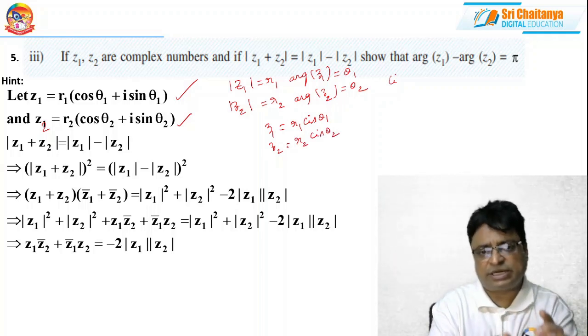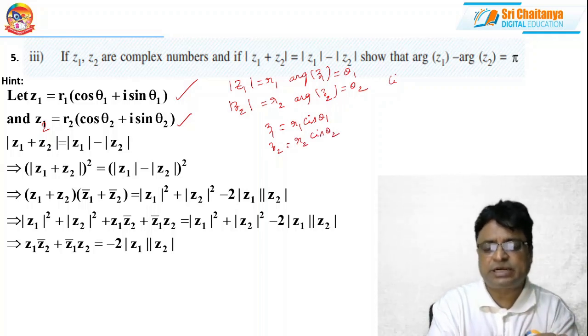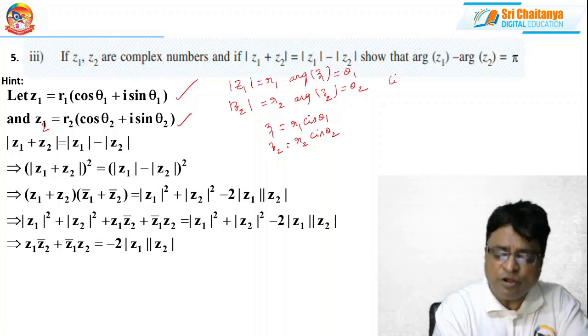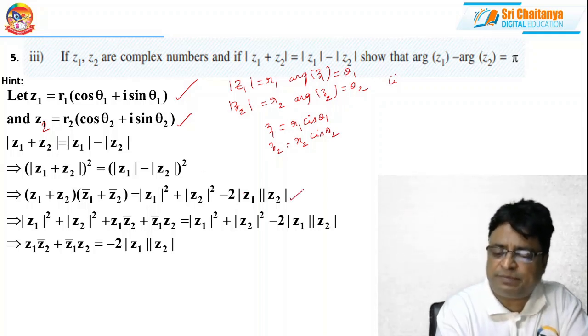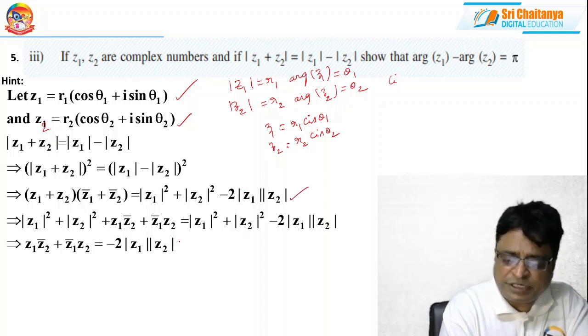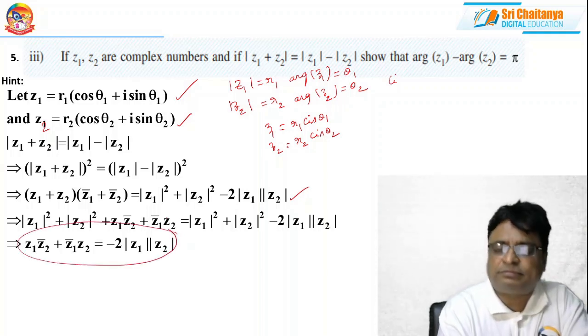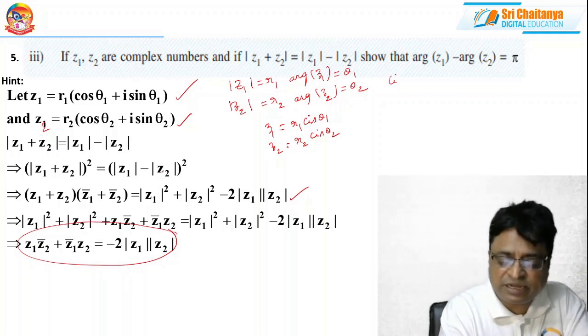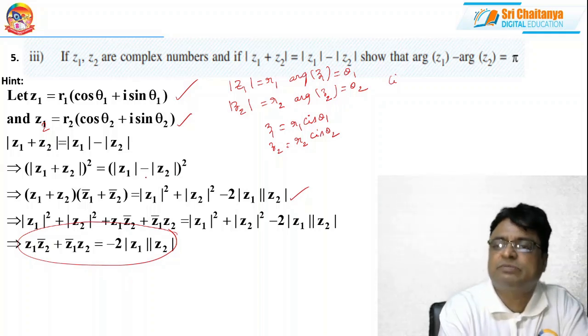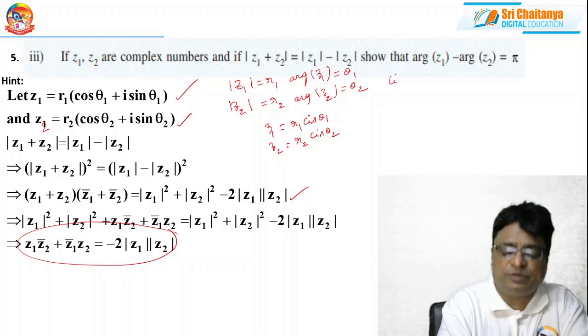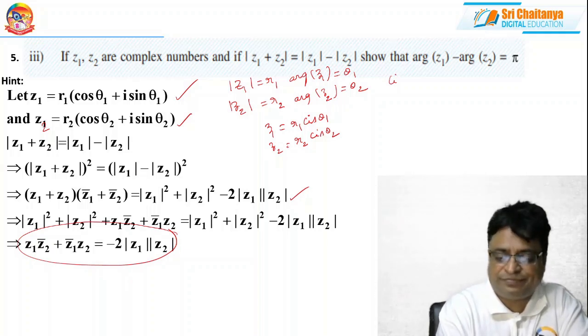Cis theta 1 is cos theta 1 plus i sin theta 1. Cis theta 2 is cos theta 2 plus i sin theta 2. First you simplify this just like the previous problem. After simplification, you get this as the step. My friends, it is just like real numbers. Mod z1 minus mod z2 means real numbers, so a minus b whole square, a plus b whole square, like that.